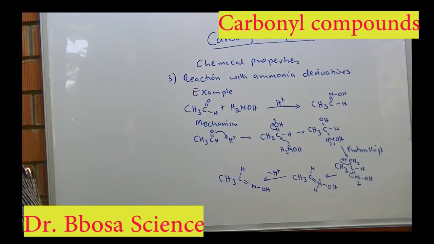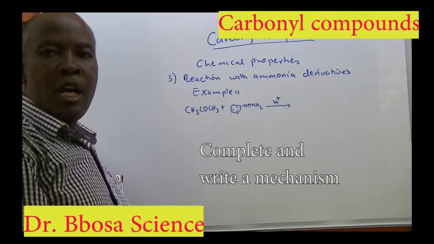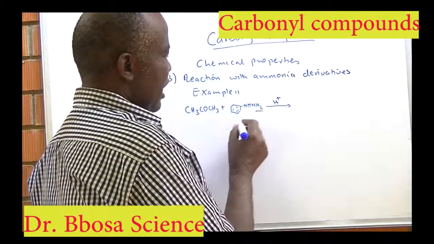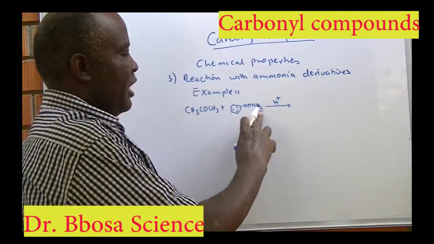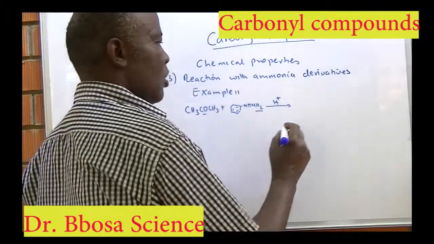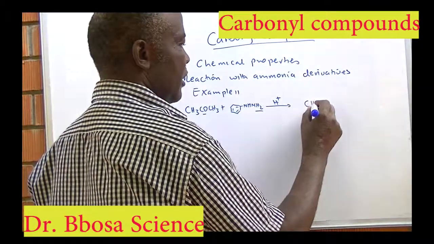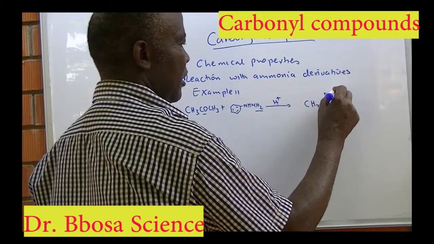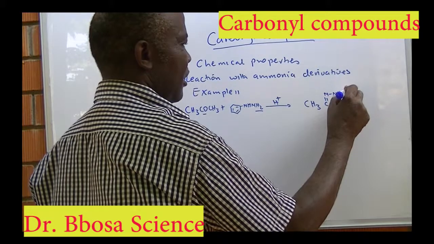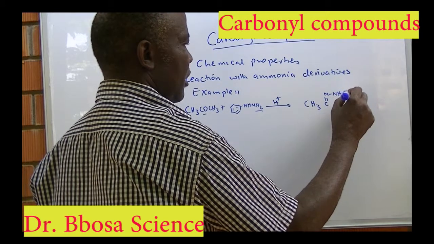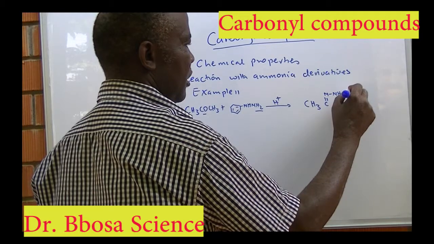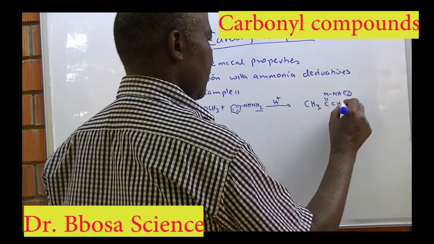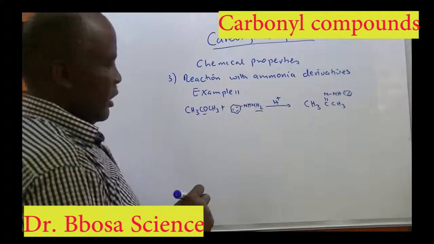Complete the product, and write a mechanism. Hope you have got the following. Reaction occurs on this nitrogen atom with two hydrogen atoms and this carbonyl group. So we get, then the mechanism.